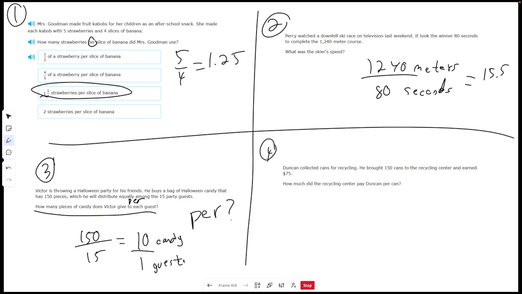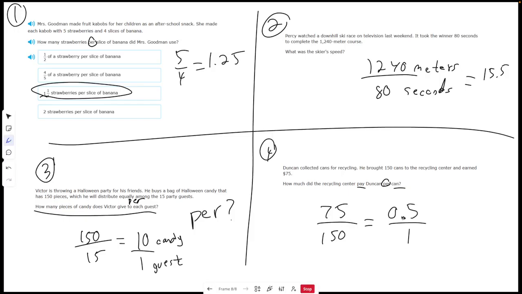And for number 4, it says, how much did he pay per can? So we should have done 75 divided by 150, which would have given you 0.5 over 1. And remember that this is money, so this is saying 50 cents. It's not 5 cents. This would be 5 cents. But this is saying 0.5, so that's 50 cents. So he's getting 50 cents per 1 can.